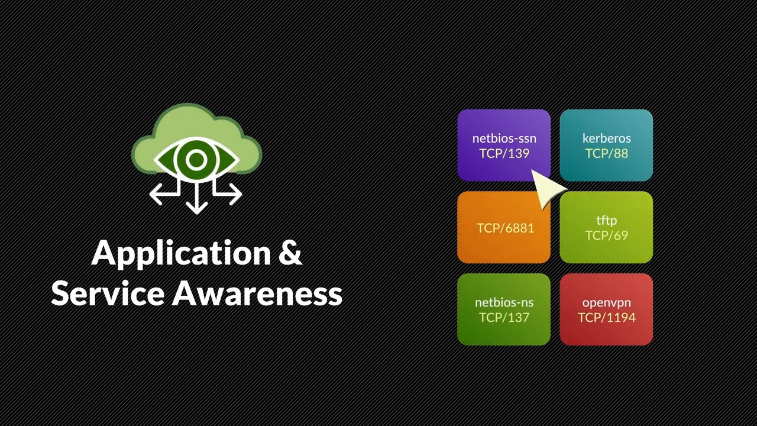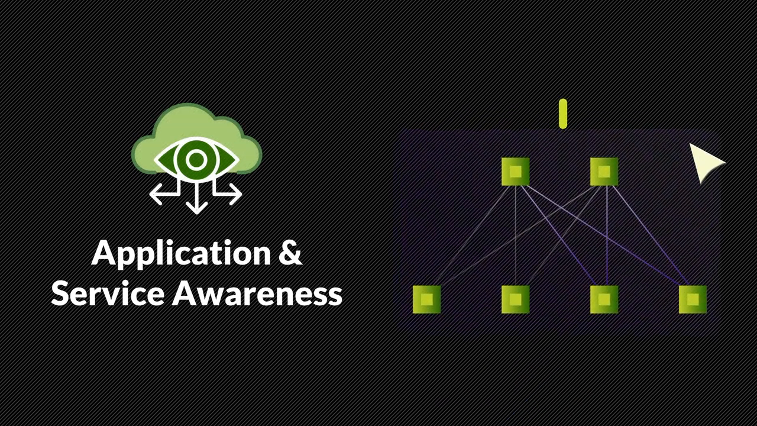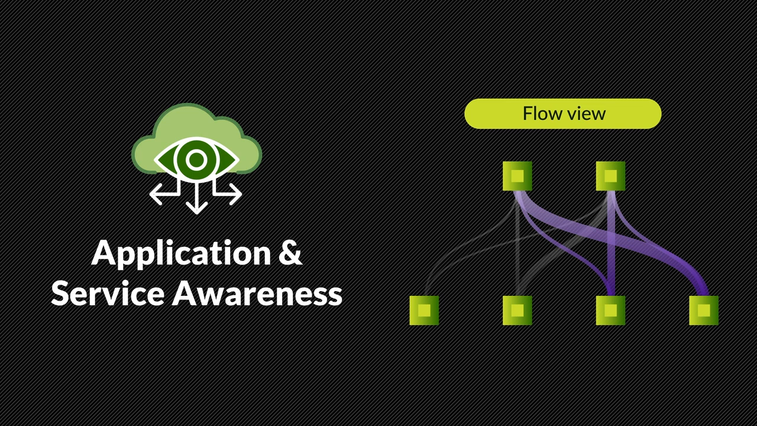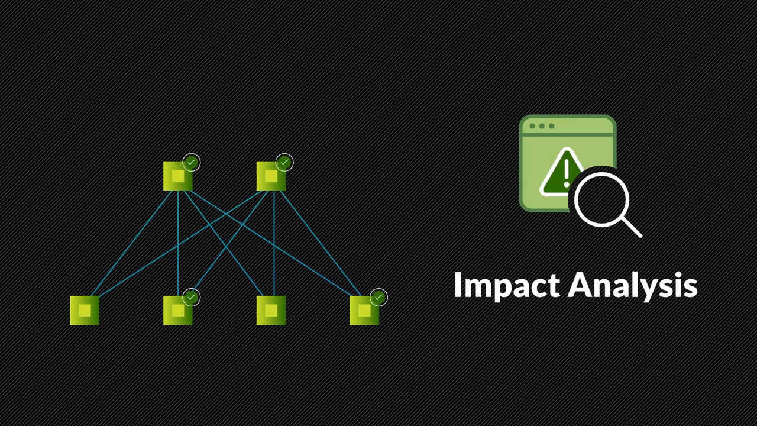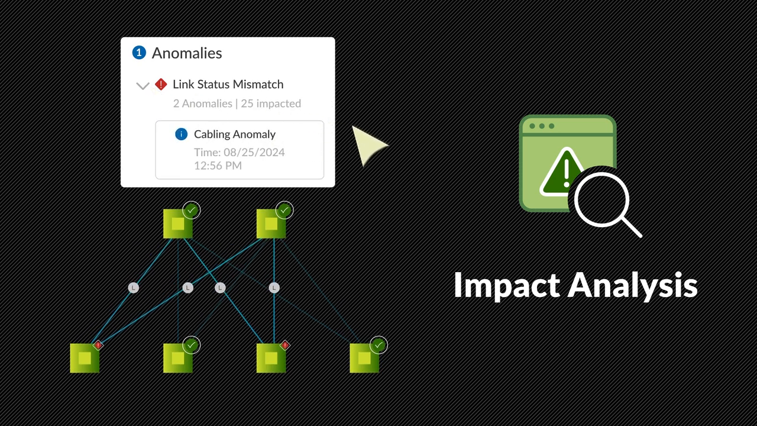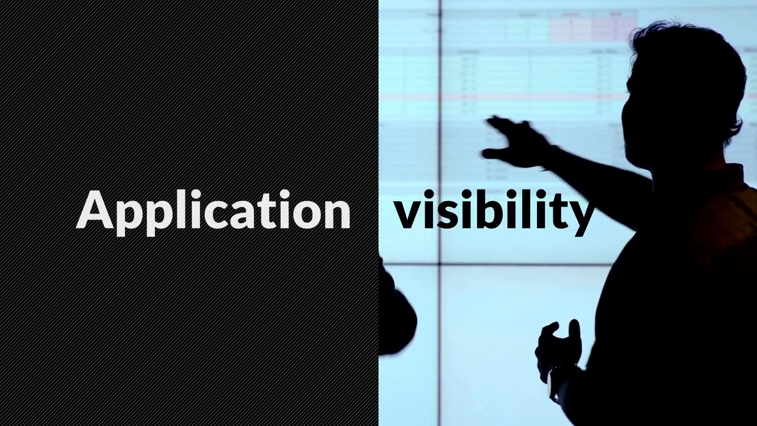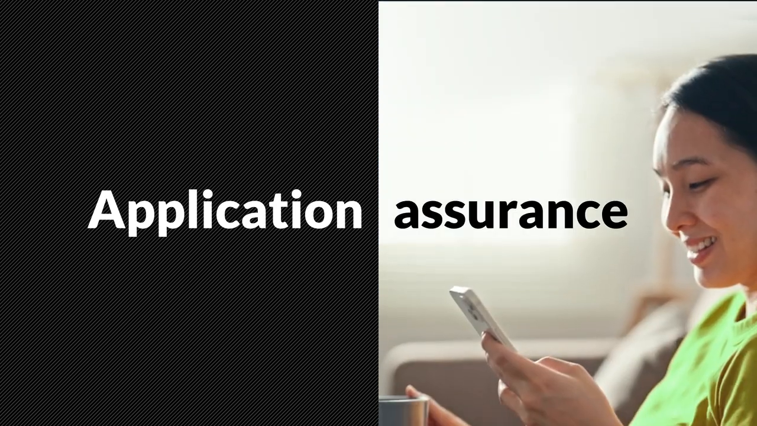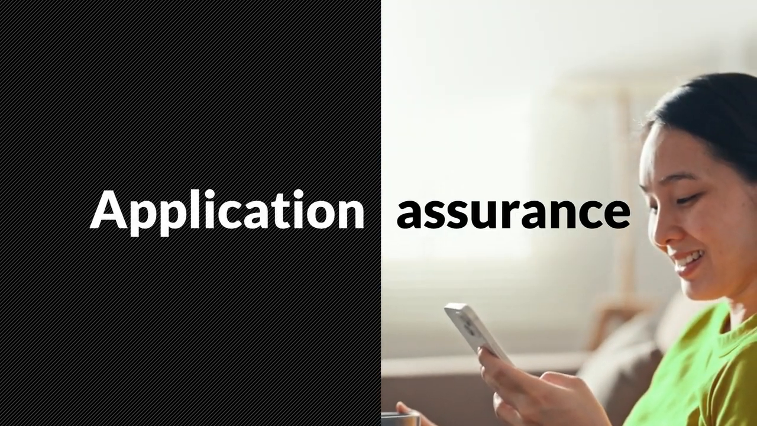Application and Service Awareness visualizes applications in the network by combining rich network and application flow data from Apstra. Impact Analysis then lets you zero in on root causes of application issues by applying sophisticated AI/ML algorithms. An AI-native data center means better application visibility and richer insights to help you deliver superior application assurance.